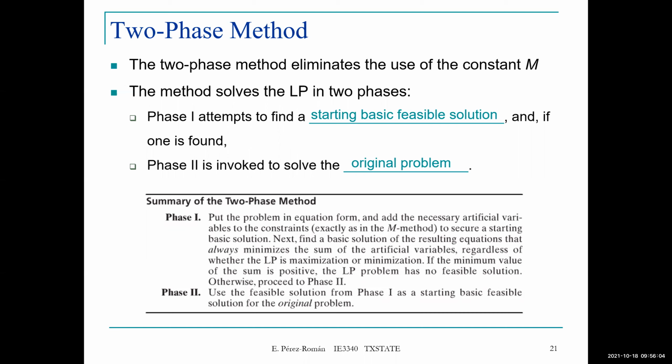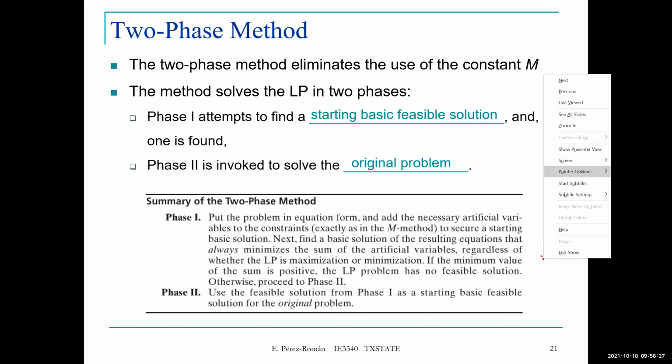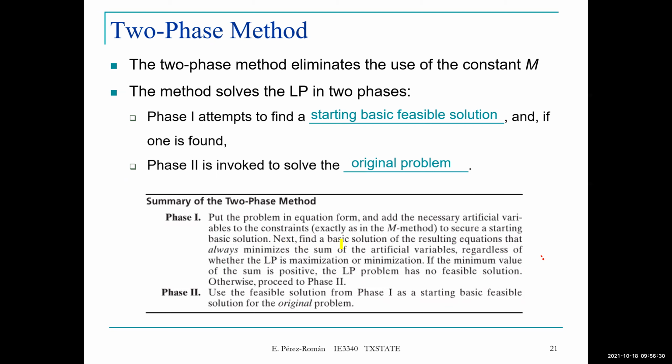Let me highlight that, because that's important. Essentially, what this is saying is we're going to solve a problem for phase one, and then the solution of phase one will be given to phase two, and we're going to solve the original problem in phase two. You will see why this is important in a minute. We're going to find a basic solution of the resultant equations, always minimizing the sum of the artificial variables.